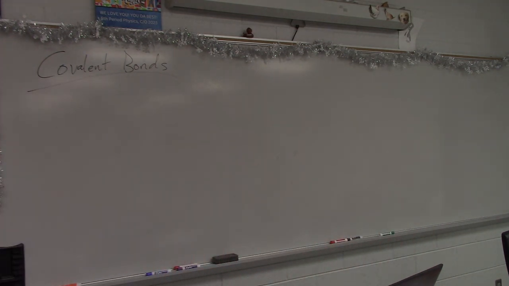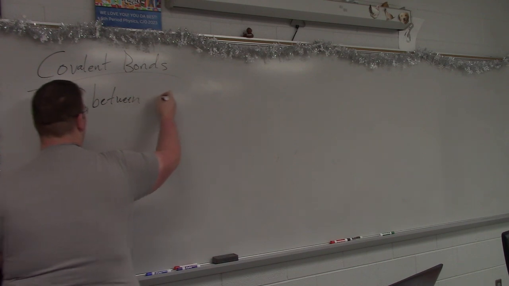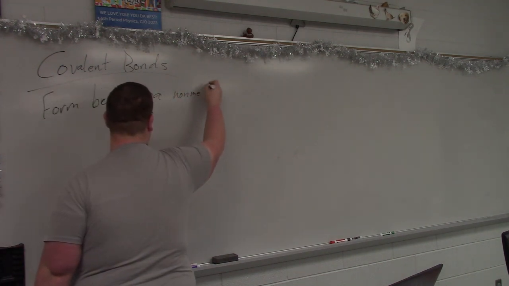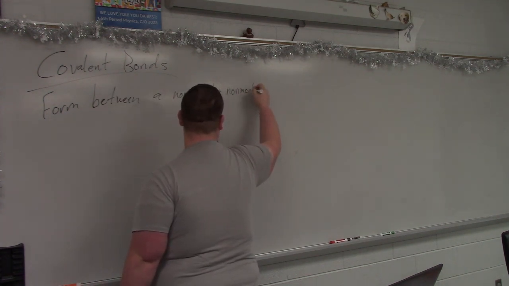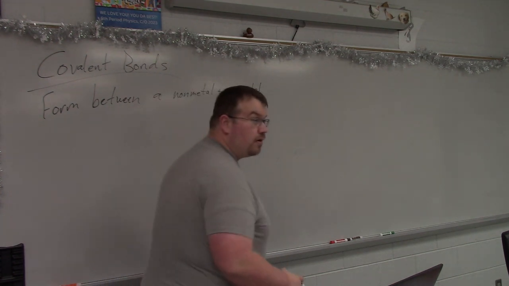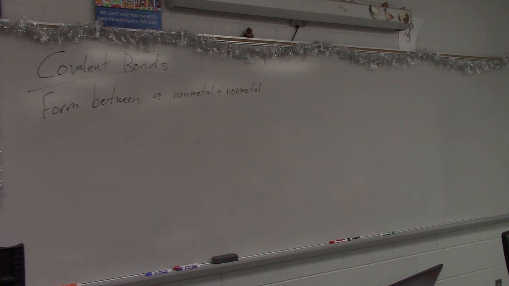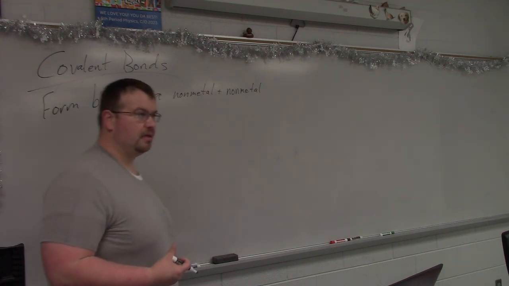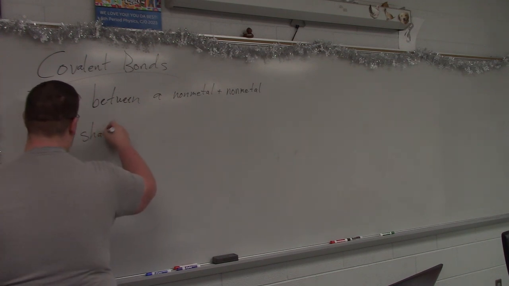All right, so we're going to talk about covalent bonds. Whenever we get into covalent bonds, the first thing you need to know is that they form between a non-metal and a non-metal. In other words, both of these come from the right of the staircase. So we're forming between a non-metal and a non-metal. The other thing you need to know is they share electrons.